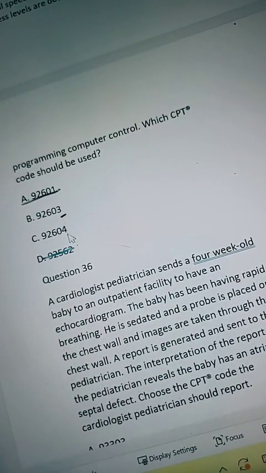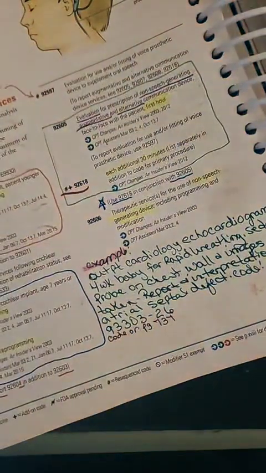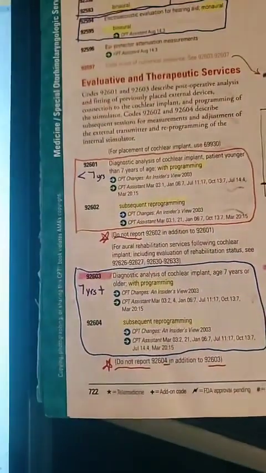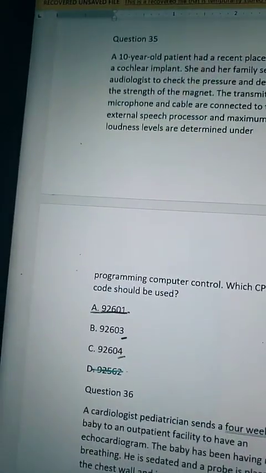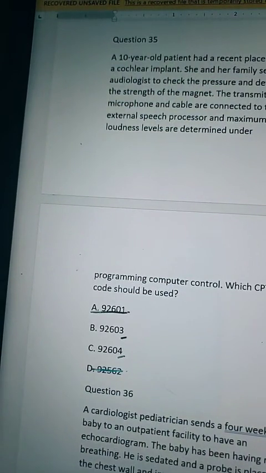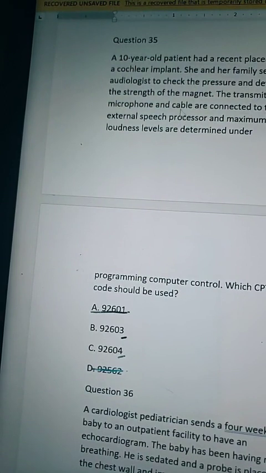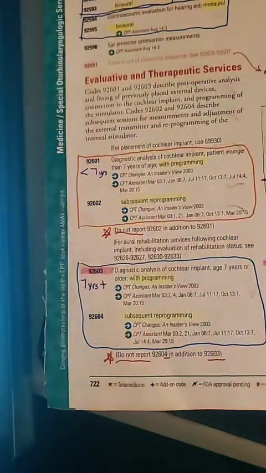So it's just going to be a difference between 3 and 4. And then the difference between those is reprogramming or programming. She is just doing programming. She's not doing reprogramming. So B is going to be your answer. Just getting it on and turned on.